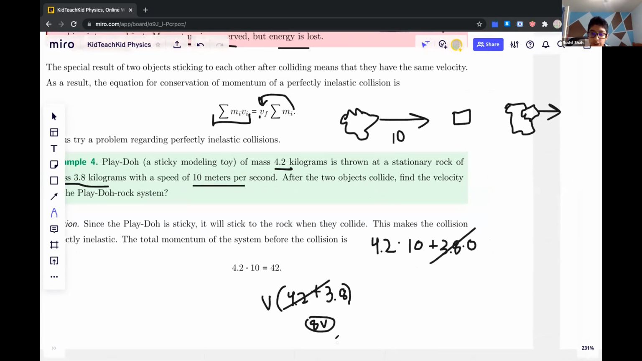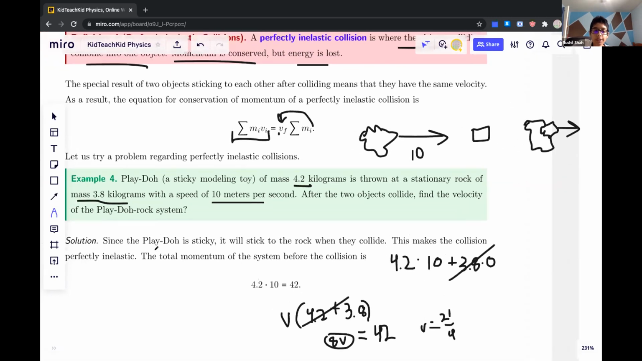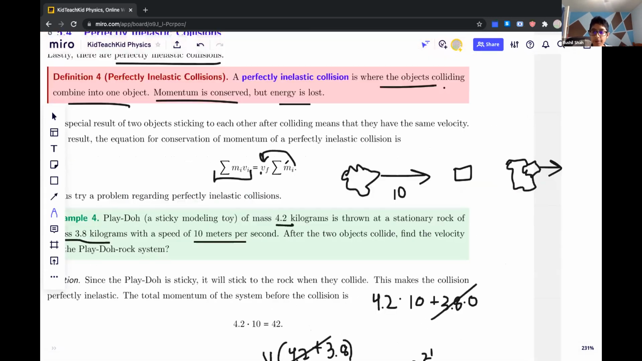And conservation of momentum tells us that this final momentum will be equal to our initial momentum of 42. And if we solve for v, we get that v is equal to 21 over 4, or 5.25. So the velocity of the Play-Doh rock system will be 5.25.